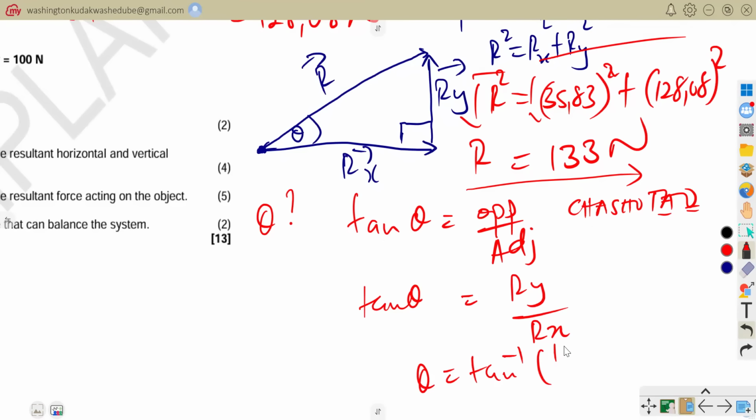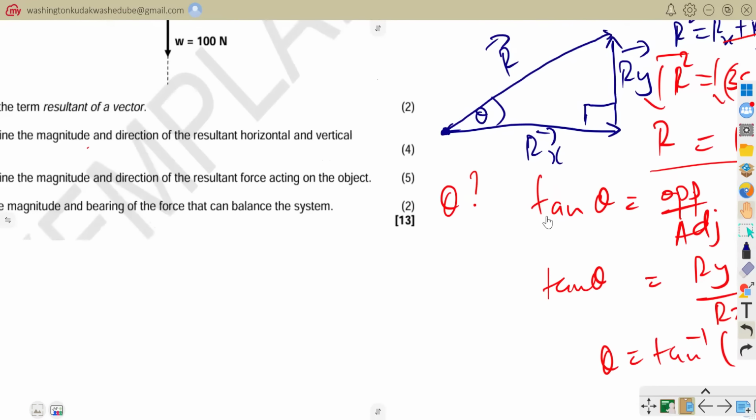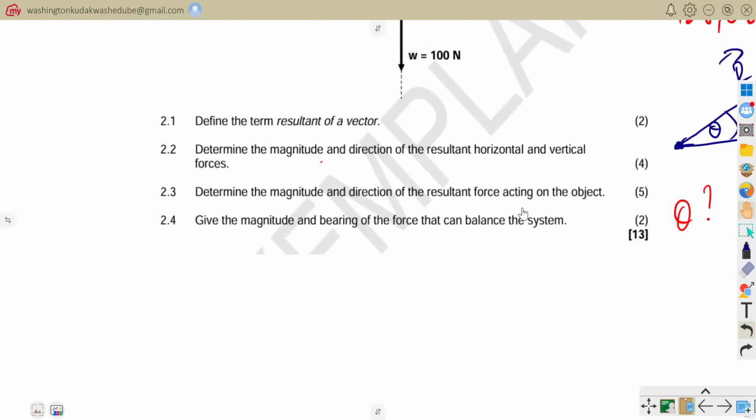Ry is what? We have got Ry being 128.08 divided by 35 point what? We said it's 35.83. So our theta would actually be equal to what? After doing that, you would find that your theta would be equal to 74.37 degrees. That is the answer that you are going to find there. So that is the magnitude and direction of the resultant vector that is actually acting on the object.